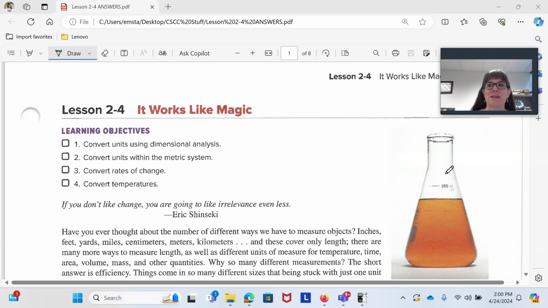It's titled It Works Like Magic, and this section is about dimensional analysis. It's a way of converting measurements. It's maybe one of the more challenging lessons, but it's also one of my favorites.